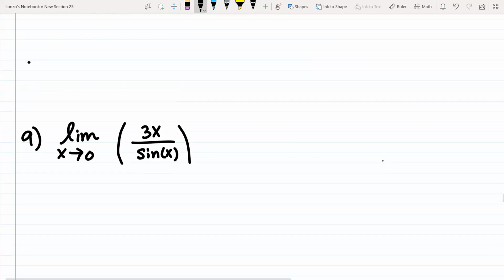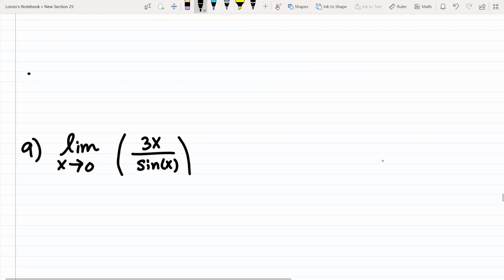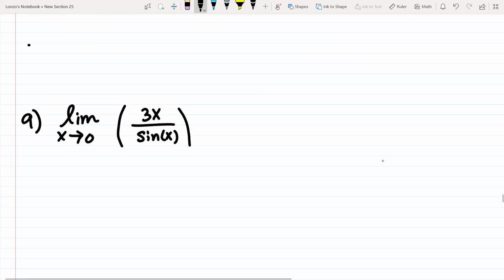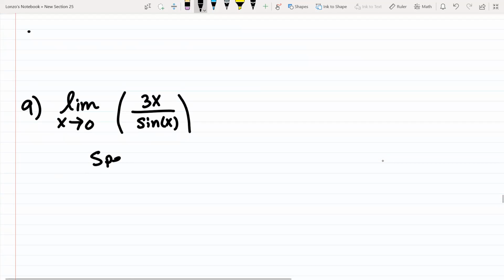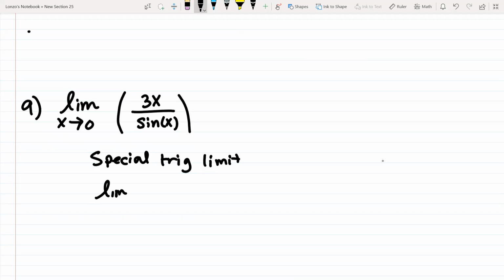Number 9. What is the limit as x approaches 0 of 3x over sine of x? This one I'm going to use my special trig limit. If you forgot about the special trig limit, there is a video I made. And then we're going to use this rule. The limit as x approaches 0 of x over sine of x equals 1. So this 3 is a constant.